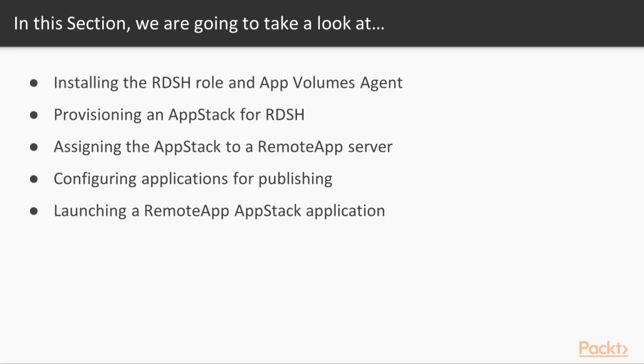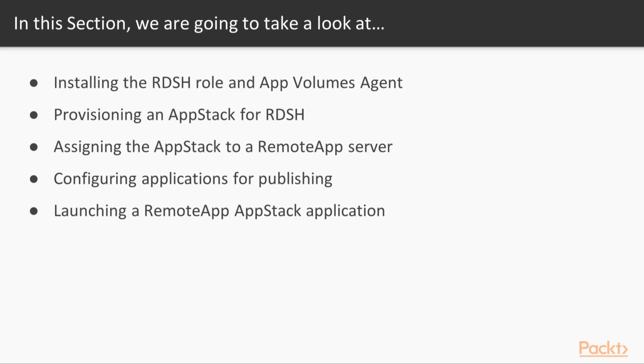So what are we going to cover in this section? In this section, we're going to focus on the steps required to build and configure App Volumes to work in a Microsoft Remote App Environment. We're going to start by configuring the RDSH server role on a server that we will use as a provisioning machine to which we will capture AppStacks from. As part of this, we will also install the App Volumes agent.